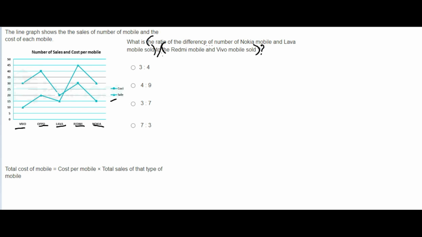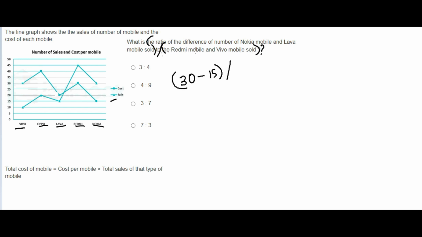Now listen here, what's the difference of the number of Nokia mobiles and Lava mobiles sold? Nokia mobile, what is the cost? Cost is represented by the square. Sale is represented in the form of a triangle. So how many Nokia mobiles are sold? That is 30. And difference means you require minus. For Lava, how many mobiles are sold? It is that triangular mark, that is 15. So you take the 15. So 30 minus 15, divided by, it's a very simple question.